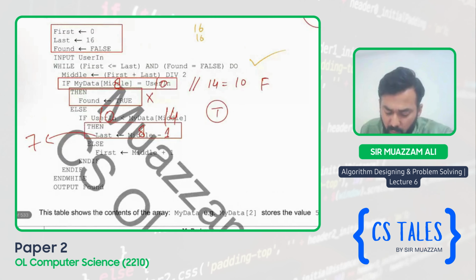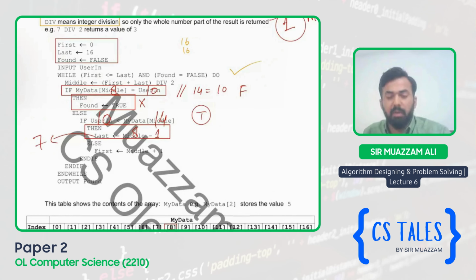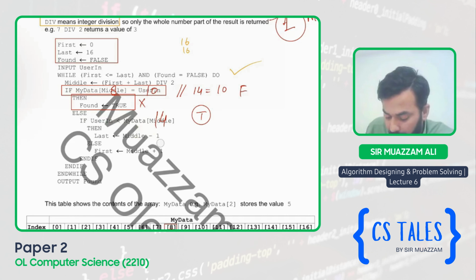Understood, beta? If you find any problem, you can ask at that time. Okay, so now after that, end if, then end while, then we will move back for the new data.